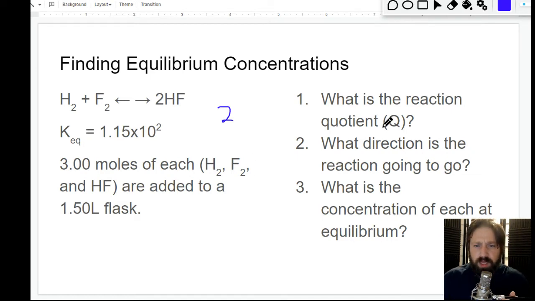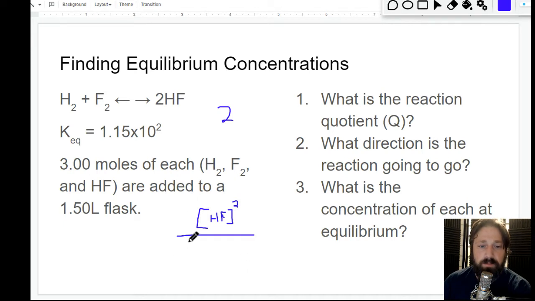Let's go through and write our equilibrium expression for this guy. Products over reactants, concentrations raised to their coefficients. So it's going to be the concentration of hydrogen fluoride squared, products raised to the power of their coefficient. That's going to be on top. On bottom, it's going to be the concentration of H2 raised to the first power, and the concentration of fluorine gas, F2, raised to 1 because it's a 1 coefficient here.